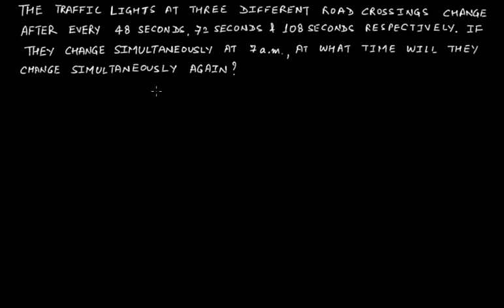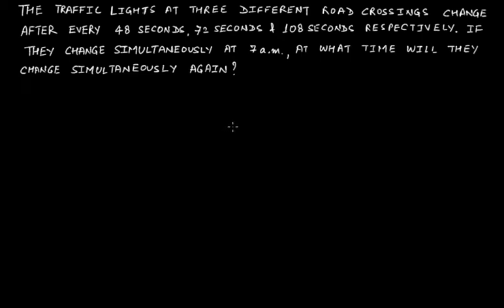So it's asking that if at 7 a.m. they change all together, simultaneously, then what will be the next time after 7 a.m. at which point they will simultaneously change again, all together? In such questions you always apply least common multiple, that is, you find a least common multiple.